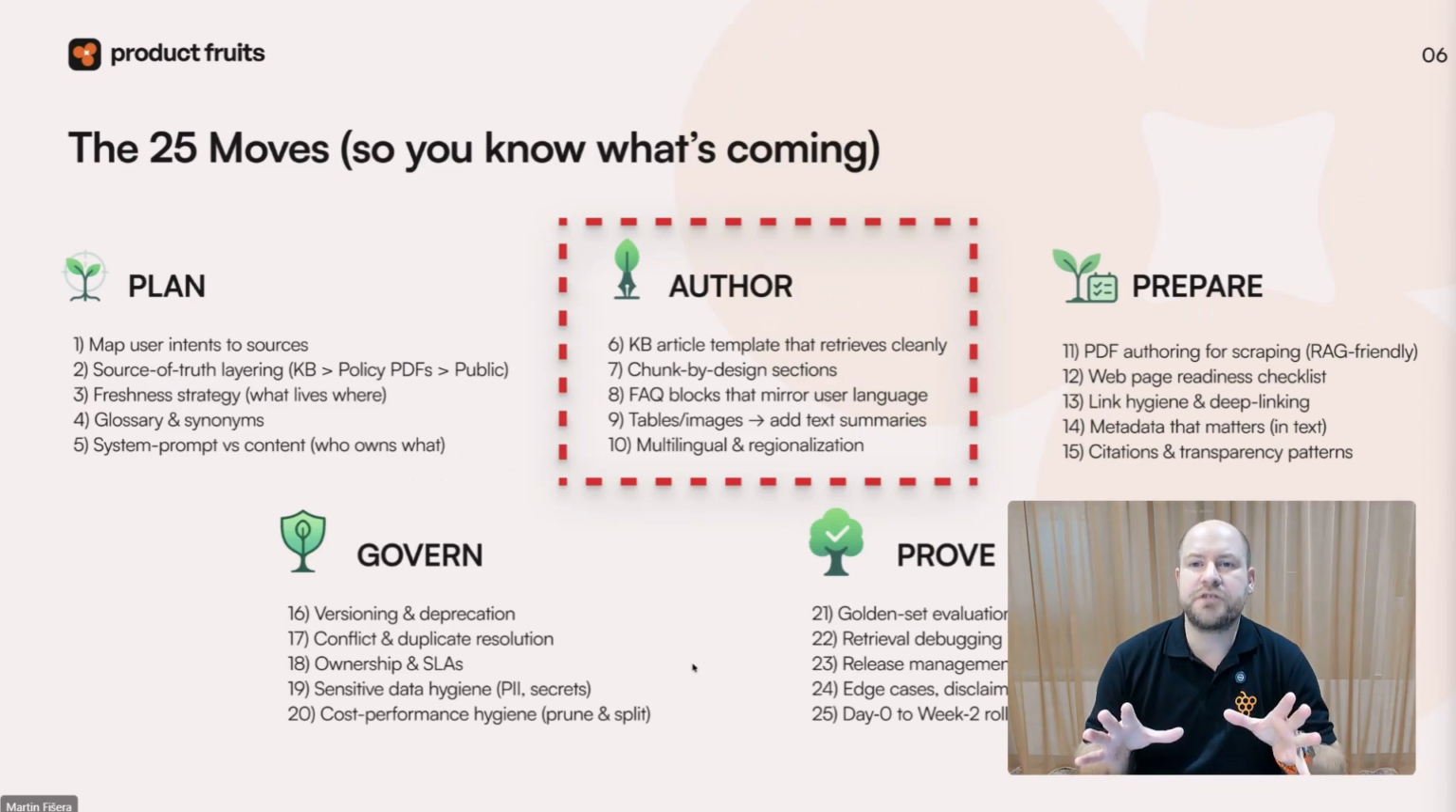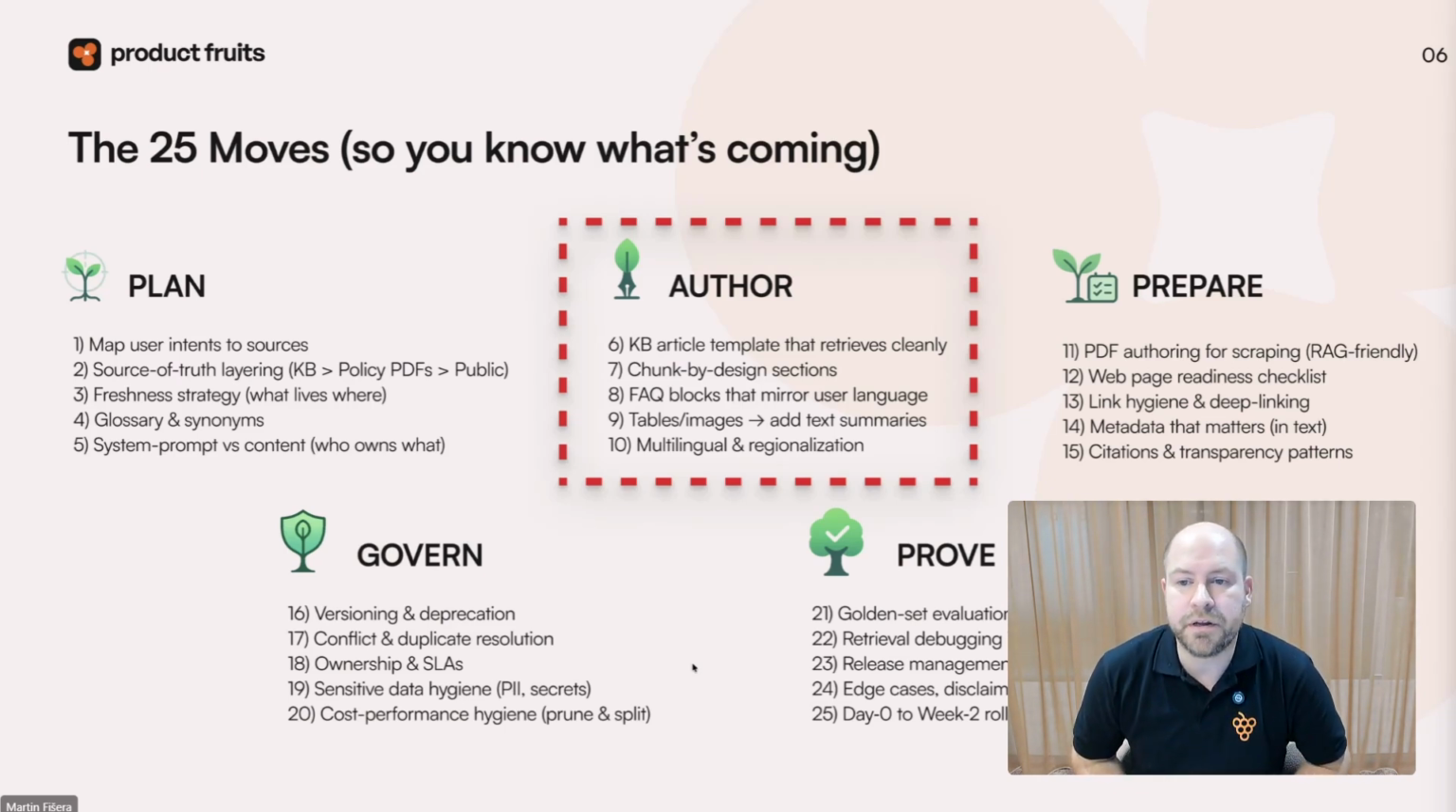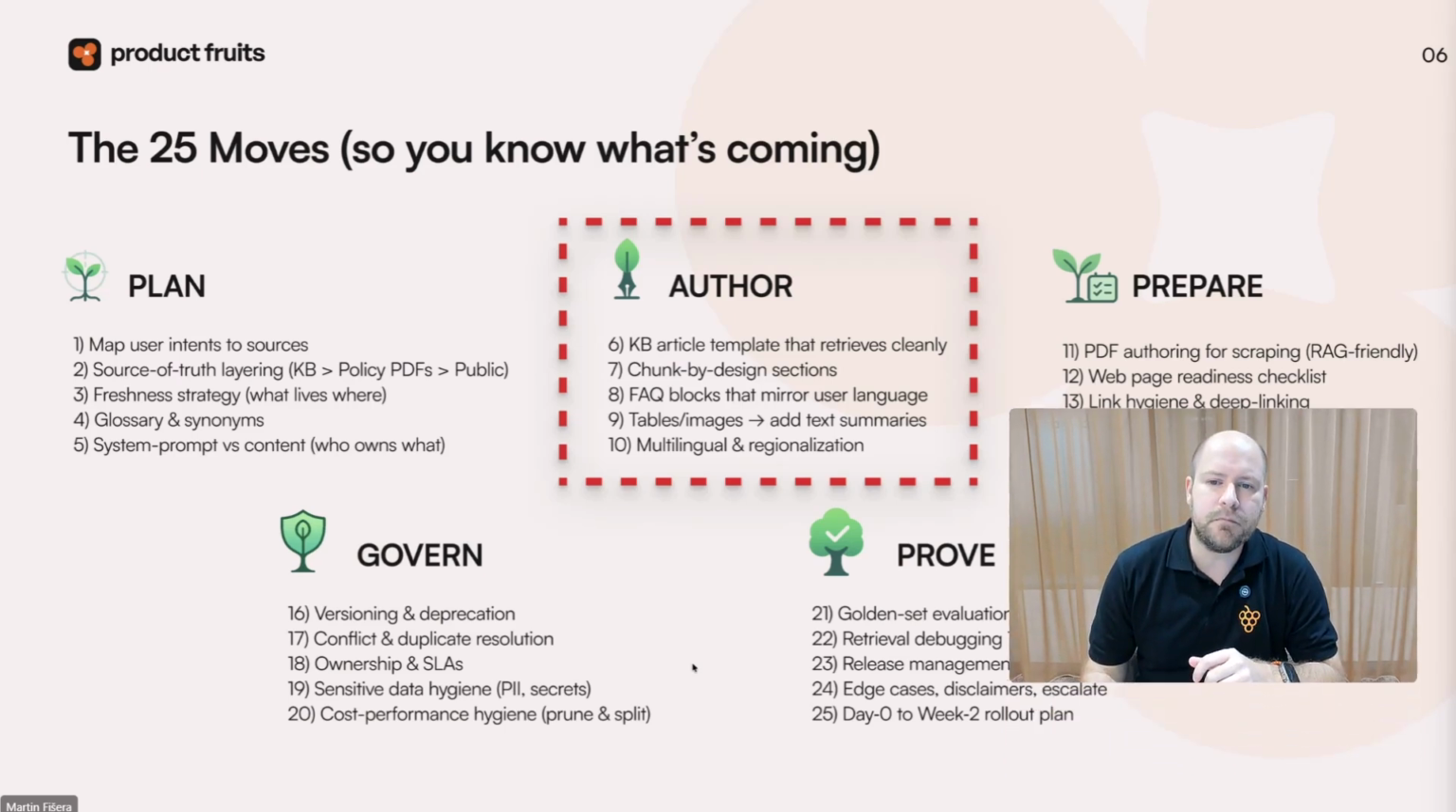I want to frame today's discussion a little bit. These are the 25 moves I presented in a previous webinar, so I will not go through all of them. I just wanted to show you which one we'll be discussing today. Today we are focusing on author, highlighted right there. Previously we discussed plan, prepare, govern, prove. This is how to think about the whole flow of preparing sources for AI. But let's focus today on author.